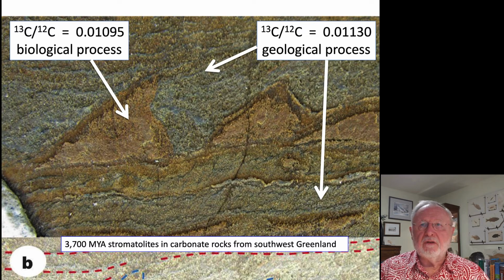So let's get back to the fossil stromatolite that we have from Greenland. When they began to tear apart and look at the different parts of this carbonate rock, what they found was that this section here had carbon isotope values consistent with the biological process. So respiration was the likely source of the CO2 that was then preserved as a carbonate. Whereas above and below that was a carbon isotope ratio consistent with the geological process. And this then becomes our first evidence of when life began.